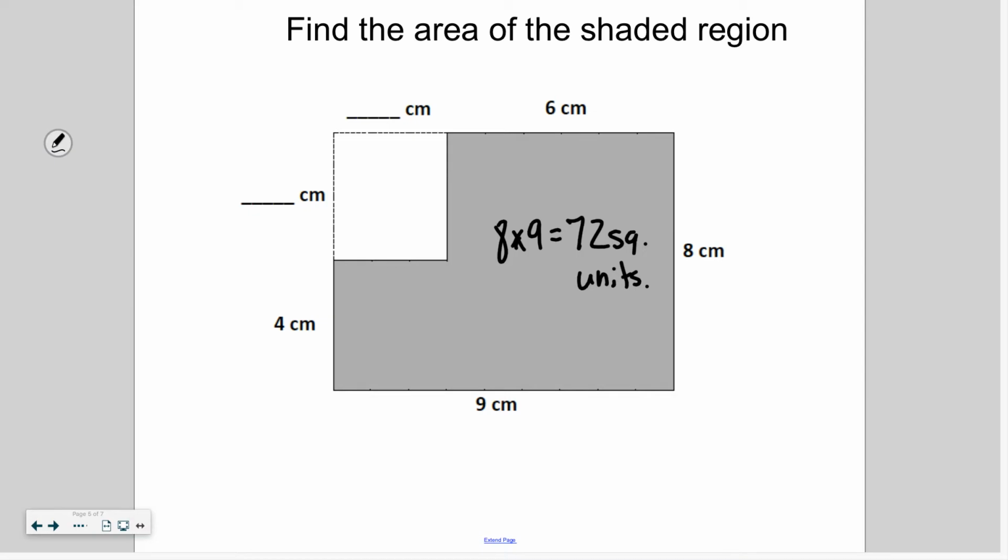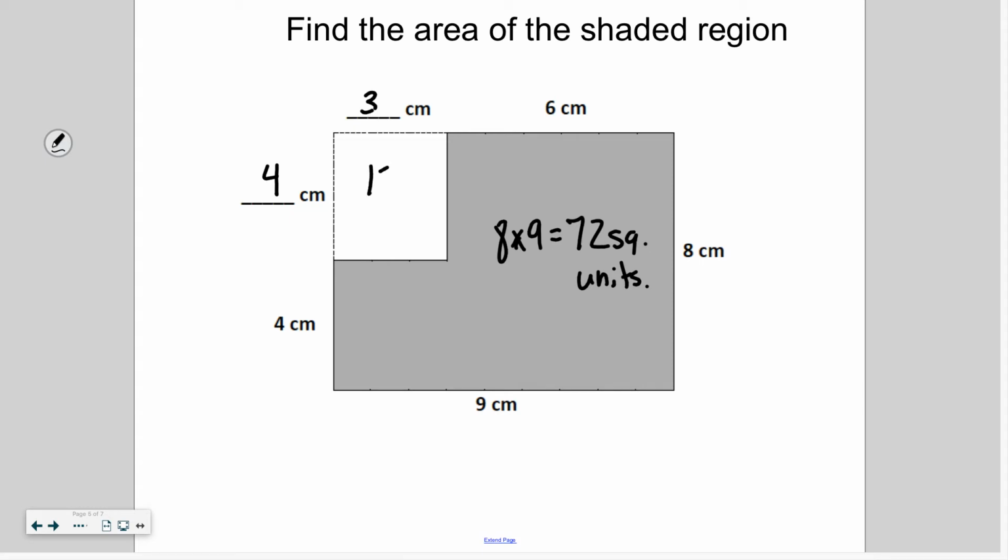I can use the sides that I already know to help me figure that out. So I know if this side is 9, that means that this whole thing is 9 as well. And it labels this piece here as 6. So if the total is 9 and this piece here is 6, this must be 3 because 3 plus 6 equals 9. Now what about this side? If this side is 8, then this is also 8. And if this bottom portion is 4, this top portion has to be 4, because 4 plus 4 equals 8.